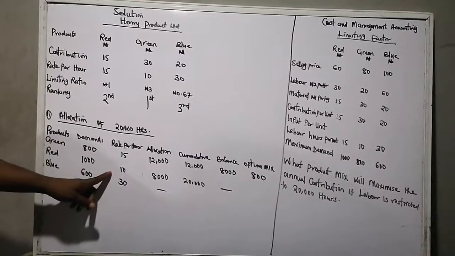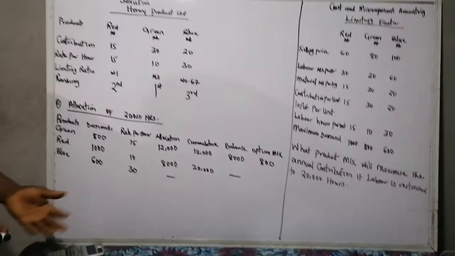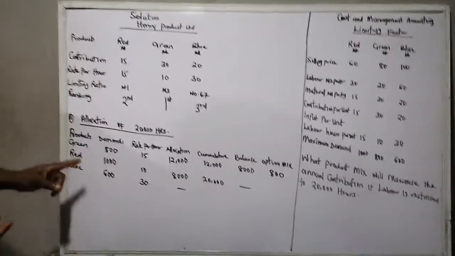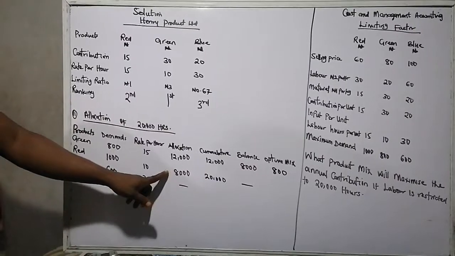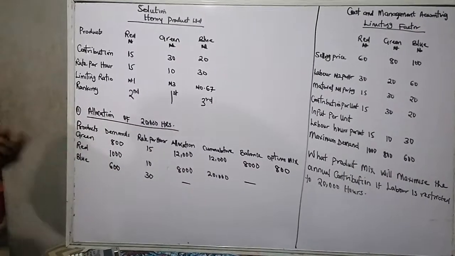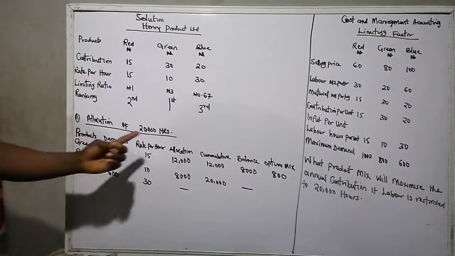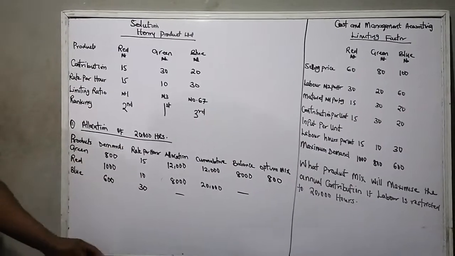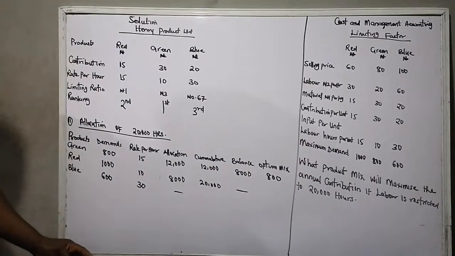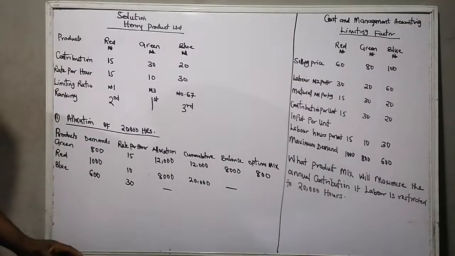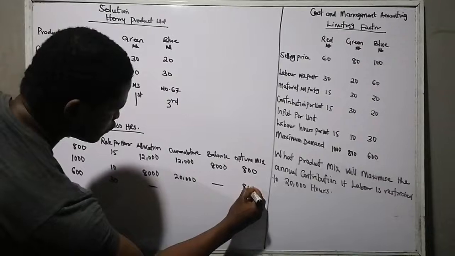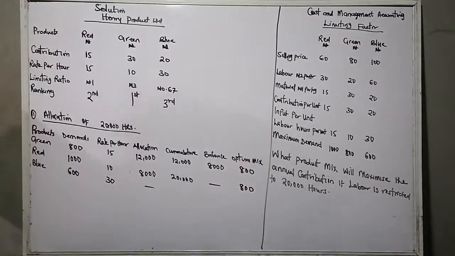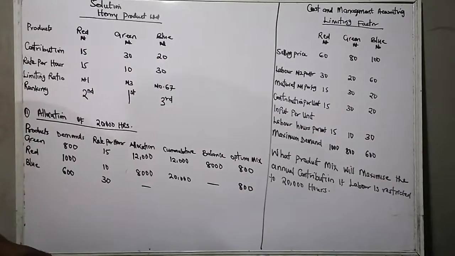Now for red, 1,000 times 10. So I need how many hours? I need 10,000 hours to produce red. But I only allocated what? 8,000. So how many quantity of red can this 8,000 produce? So I'll just say, okay, 8,000 divided by 10. So that will give me 800. Now, at this point, that ends the solution.